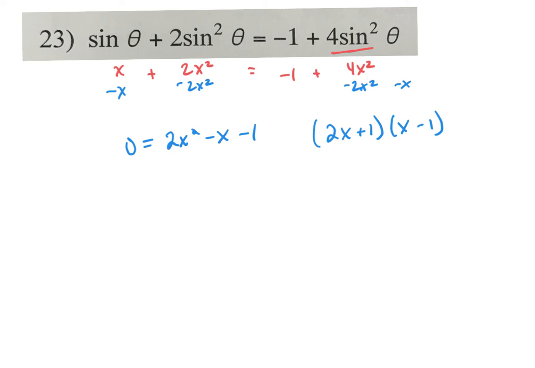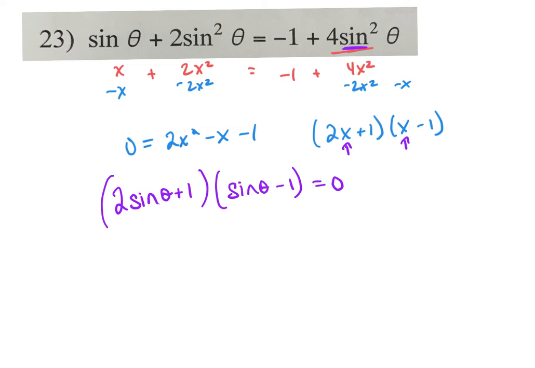And then you can go back and replace all of your x's with sines. So you have 2 sine of x plus 1, or theta rather. They've given me theta, not x. So 2 sine of theta plus 1 times sine of theta minus 1. And if your factoring throws you off on these, just think of it as a trinomial with a variable. And then, of course, you're going to set each one of these equal to 0.